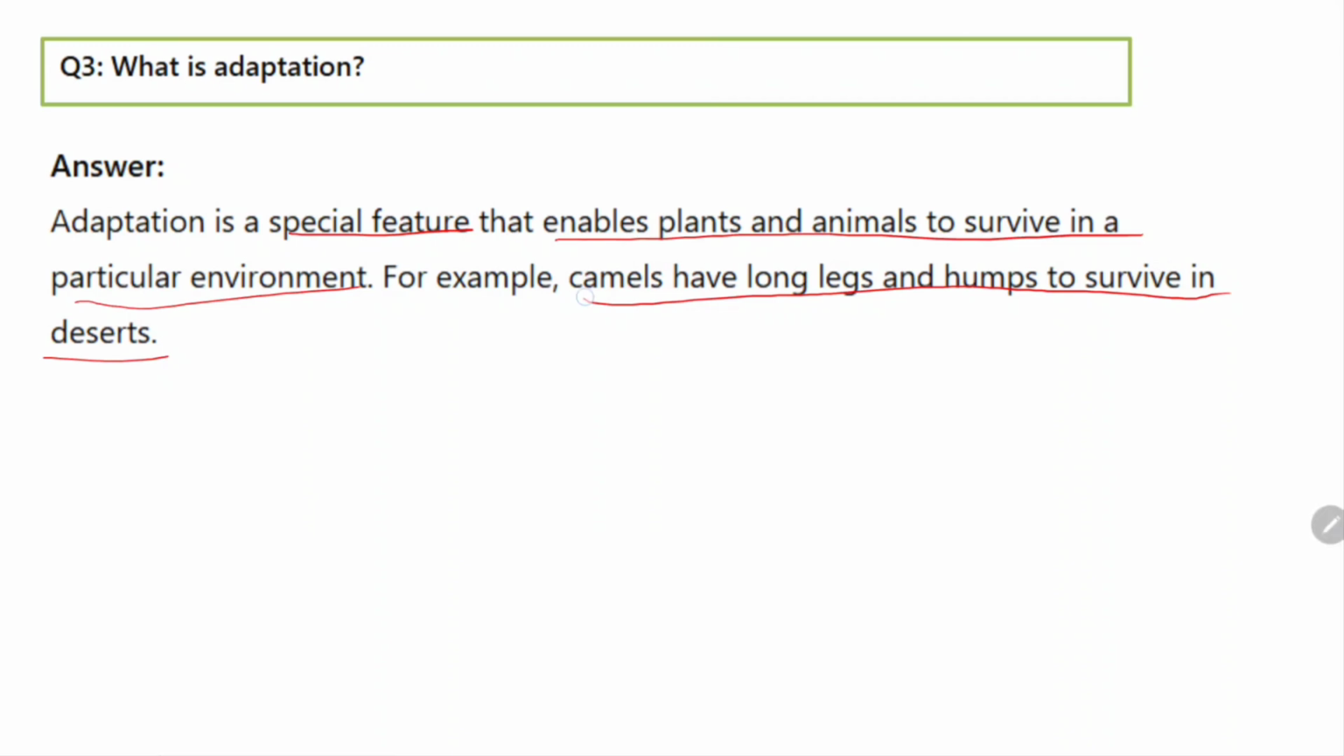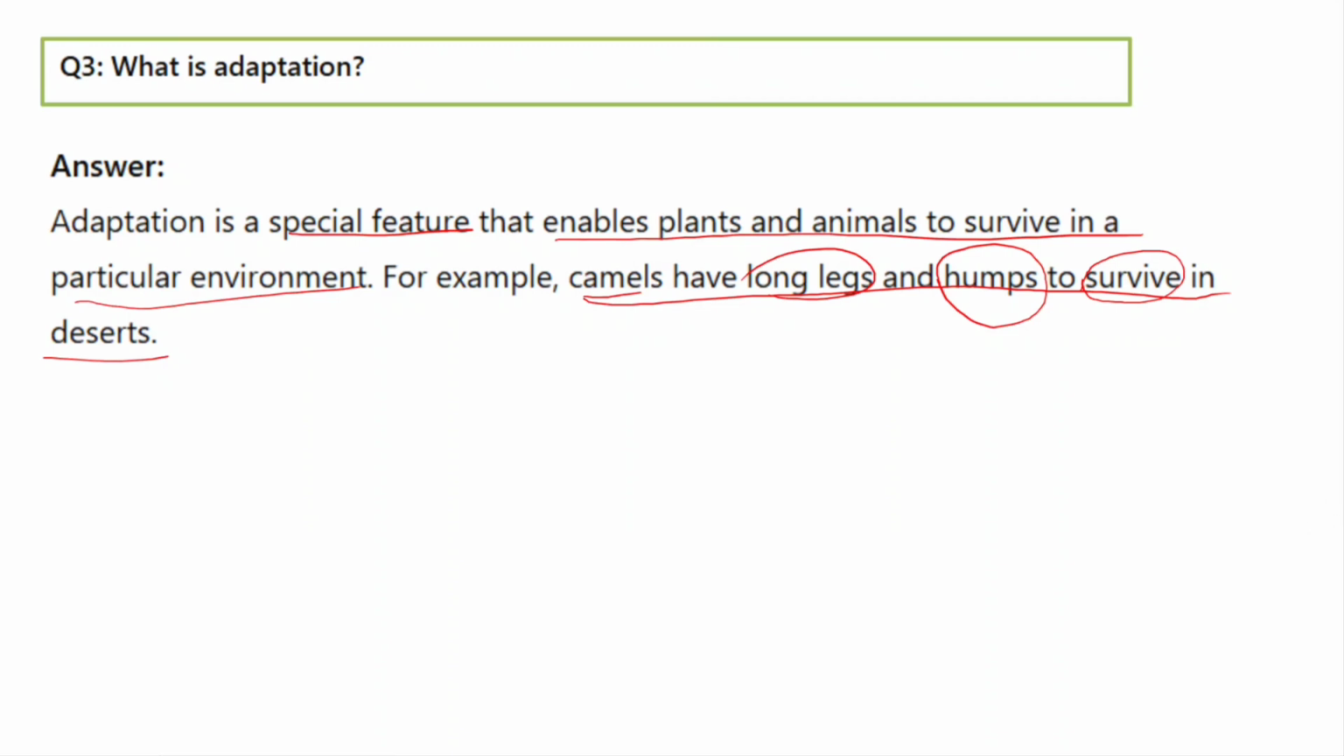As an example, I have given the camel. They have long legs and a hump. Why? To survive in the desert, because in the desert there is a scarcity of food, and they also excrete very little water, very little urine, and their dung is also very dry. Why? So that they can save water and use it afterwards whenever they want, and they can store food in their humps. This is their special feature. Otherwise, if they don't possess this special feature, they will not be able to survive. That is why they have it.